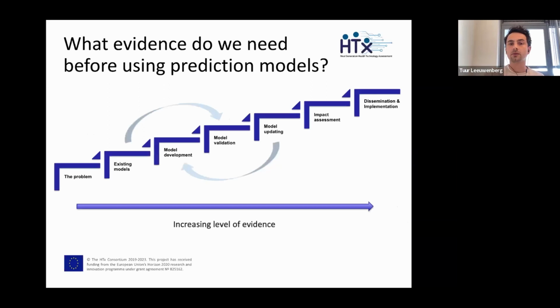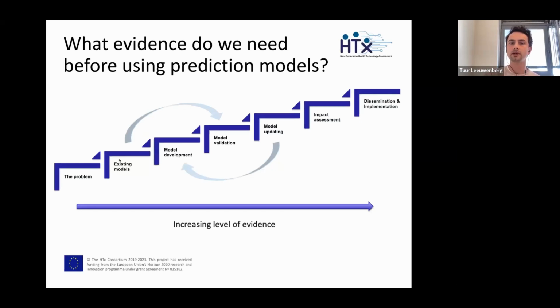So bringing a model from development to the practice is not always an easy process. You would have to develop the model, starting, going through different phases, trying to make sure that in the end it is fit to be used in practice. So first you'll have to define the problem.